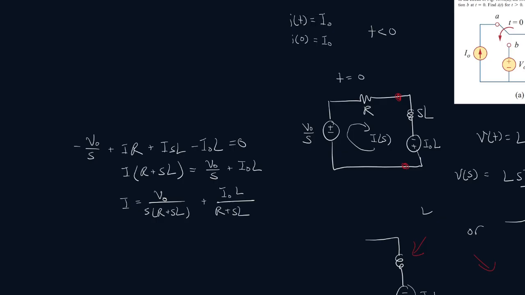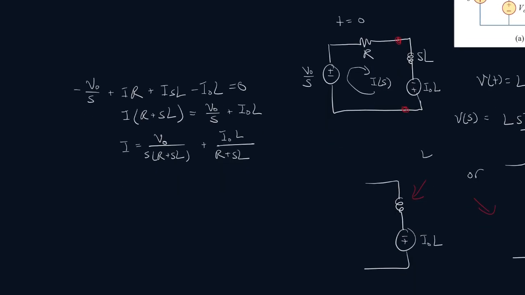Okay, so what we're going to do is factor out an L, the inductance. So we're going to factor out an L from here. So it'll be R over L plus S, plus L times R over L plus S. And these two should cancel each other out. And look at this: R over L, that's the time constant, tau.